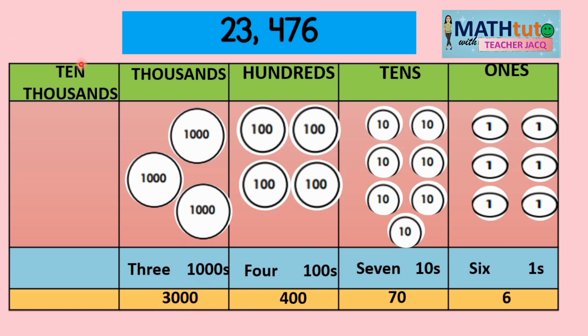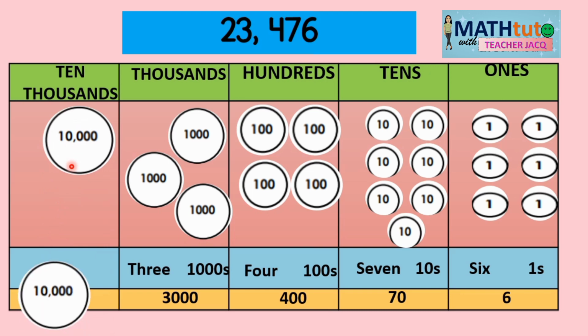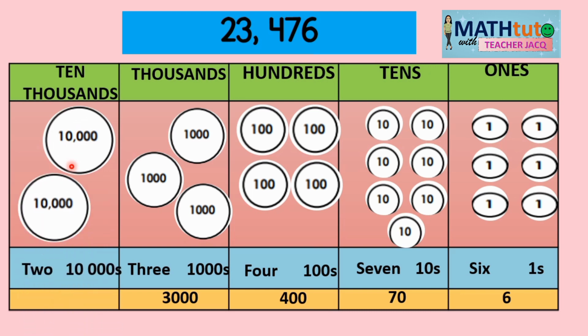And then the last place value is 10,000s. We have digit 2. So we will draw 2 discs. 1, 2. 2 10,000s is equal to 20,000. So if you are going to add 20,000 plus 3,000 plus 400 plus 70 plus 6, the answer is 23,476.